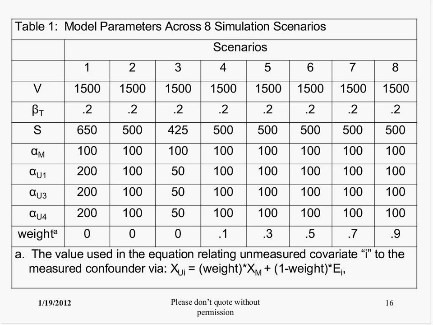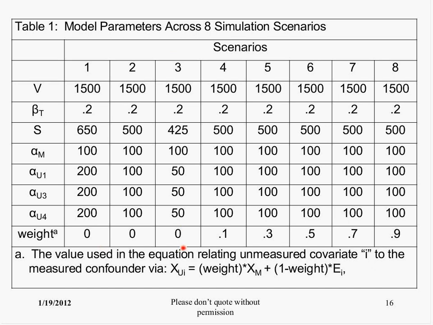This table summarizes our 8 scenarios, where V represents the valuation for a cure, which we kept constant at $1,500 across our scenarios. The probability of being cured from treatment, we have kept at a constant 0.2 across the scenarios. But if you focus on scenarios 1 through 3, you'll see that those scenarios were constructed without weights, without any correlations between the measured and unmeasured variables.